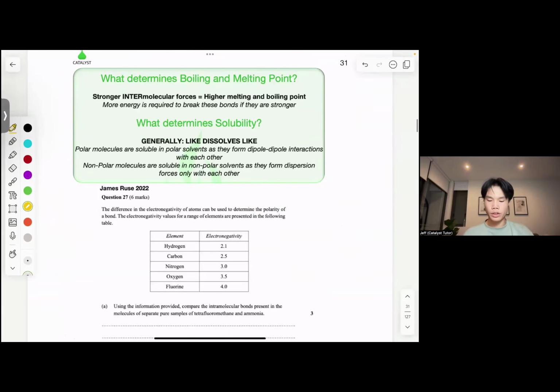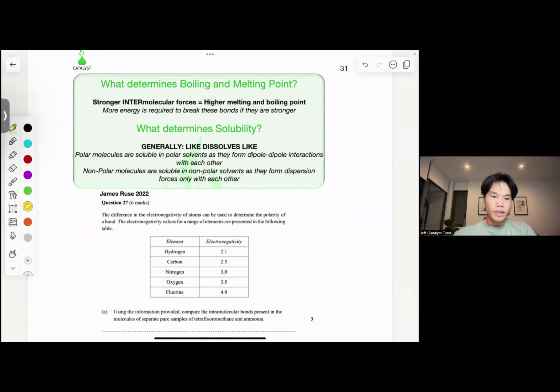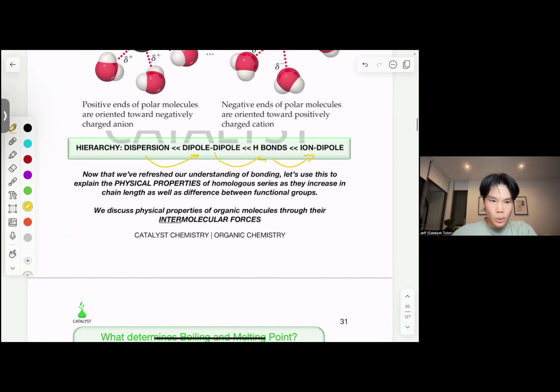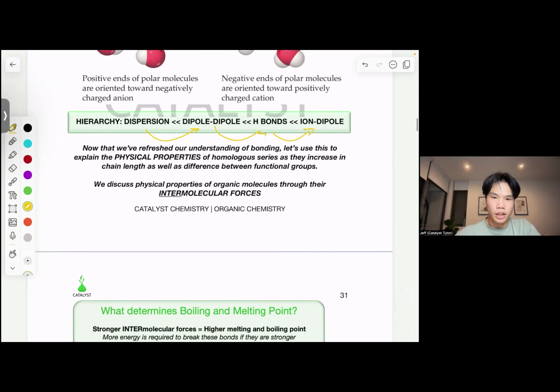Okay, so what determines boiling point, melting point? In terms of strength, so you're comparing bond for bond, it would be in that order. And obviously, if you have many dipole-dipole bonds, that could require more energy to break than a single H bond. So this is not really comparing number of bonds, comparing the same number, and it's comparing bond against bond.